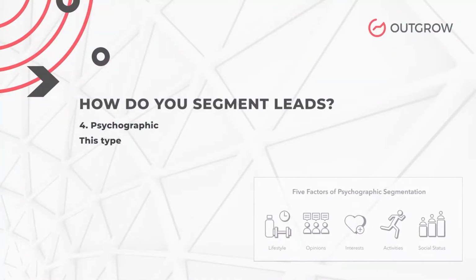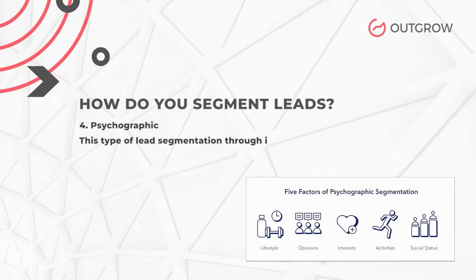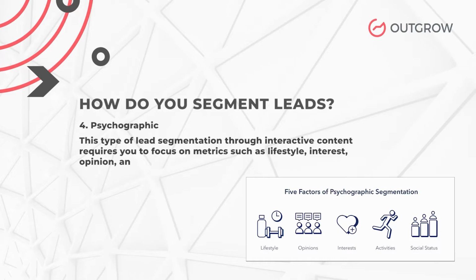4. Psychographic. The final segmentation parameter is psychographic segmentation. This type of lead segmentation through interactive content requires you to focus on metrics such as lifestyle, interest, opinion, and even values. This data can be relatively hard to collect. However, there are various ways you can collect this data through the interactive content you share with your customers.